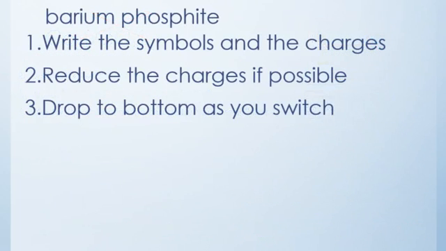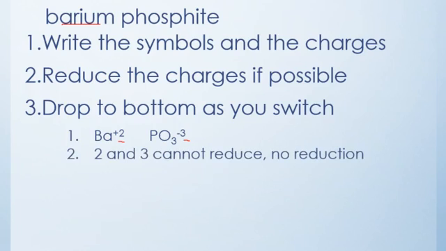All right, so I want to write the formula for this. When I look up barium, I find out that it is metallic, so it's going to be utilizing the ionic naming system. I write symbols and charges. I reduce the charges if I can. That's a 2, that's a 3. They don't reduce. And then I drop them to the bottom when I switch them. I switch to subscripts. Please do not leave them as superscripts. So you can't reduce them, and they switch down to subscripts.